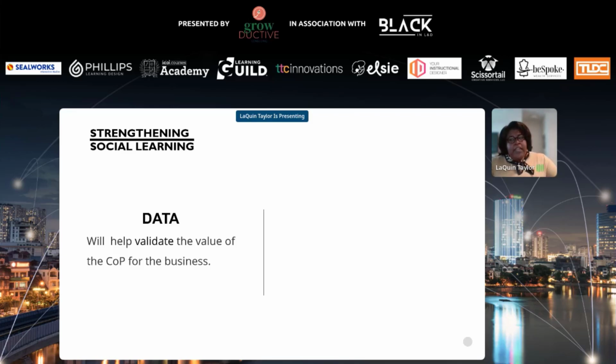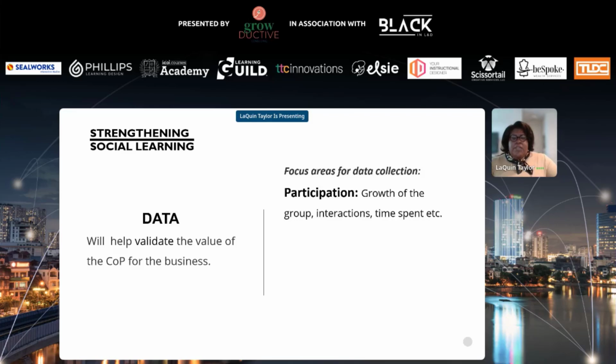And here are a couple of areas in which you can focus your data gathering efforts. One is participation. This is low-hanging fruit, but important nonetheless. You'll want to gather data around things like how many people are participating and interacting in the COP. What part of the business do the participants represent? You'll maybe even track the time they're spending engaging with the COP.